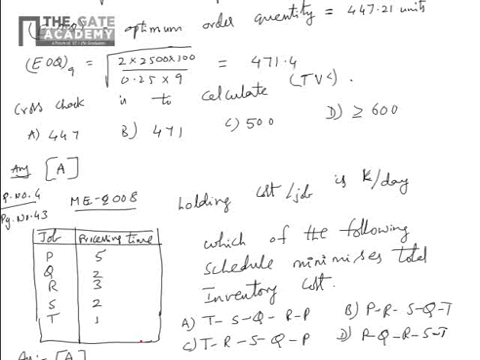If you know the concept then only you can do it, otherwise you can't. At least you should know what the shortest processing time method is, how to select the sequence based on it, and about inventory carrying cost, which means the amount of cost paid for carrying the inventory. If you know those two things you can solve this problem.